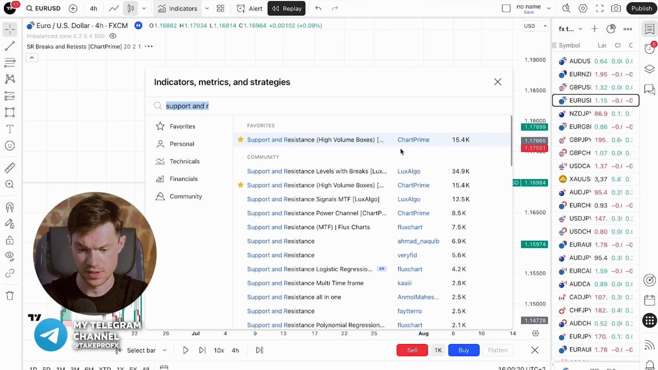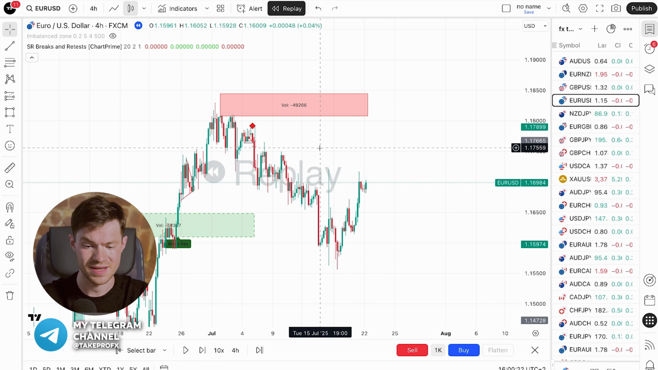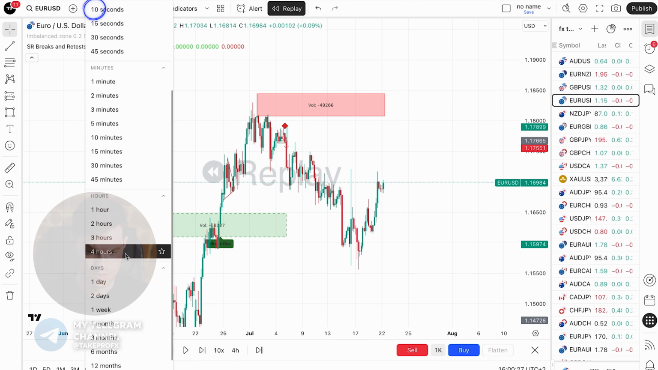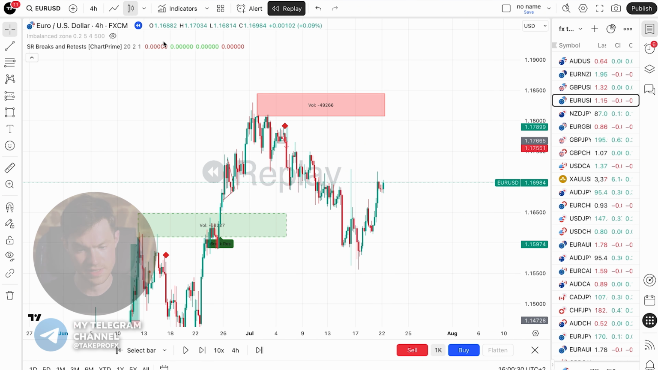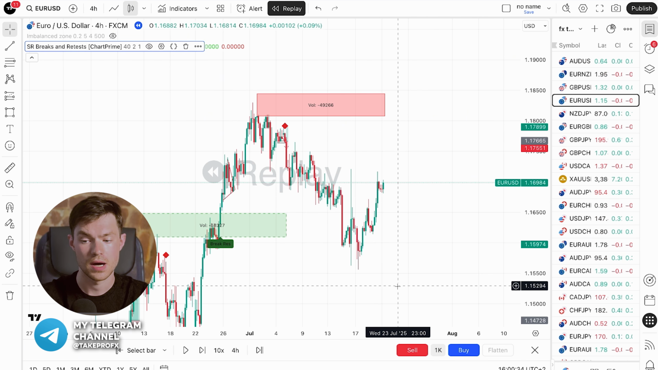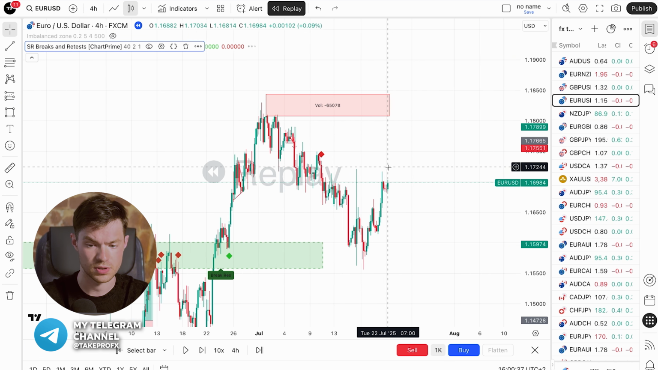You add it with a simple click. And now you need to adjust it a little bit so that this indicator works a little bit more correctly on the older time frames, such as 4 hours and 1 hour. I changed the period from 20 to 40. This allows me to find more global and important levels on the chart.